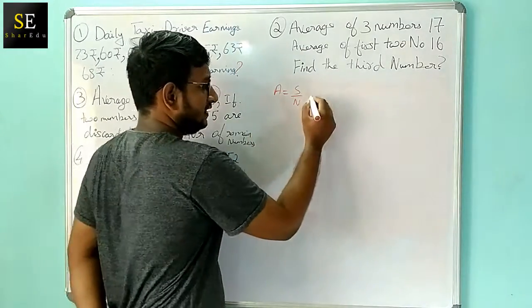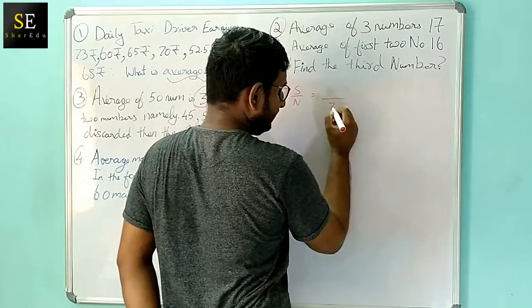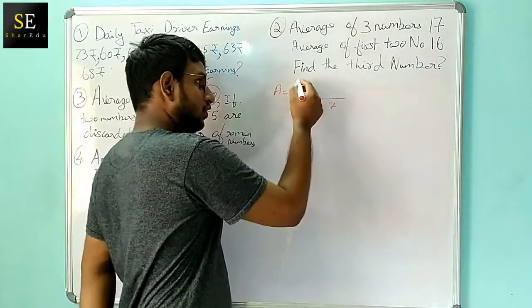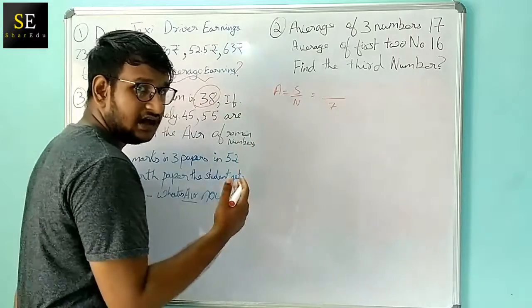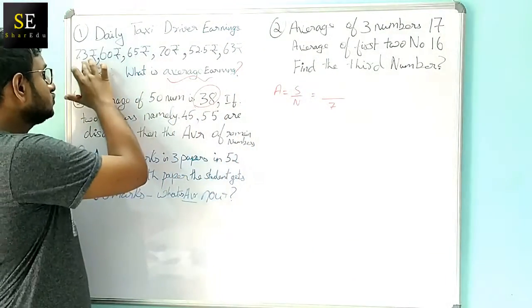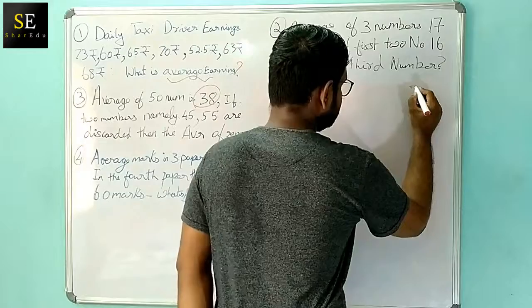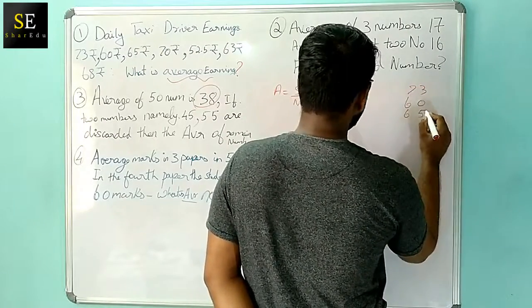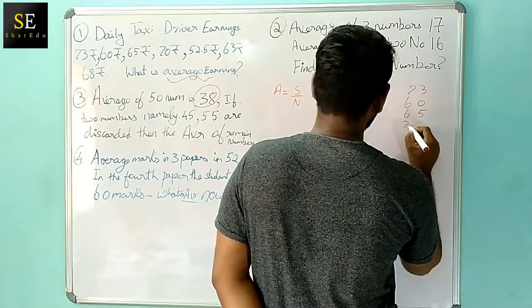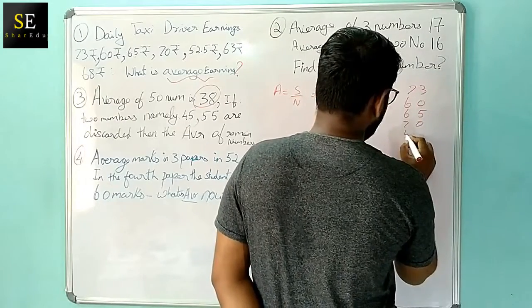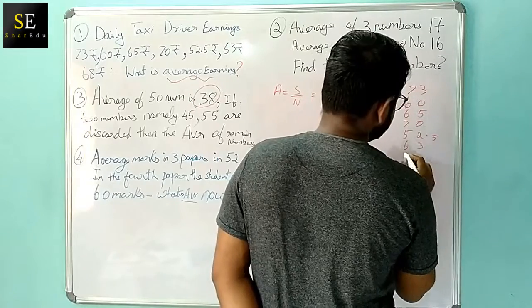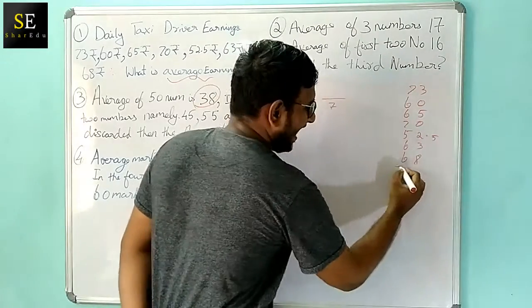So the n value is 7. Now we have to add in order to get the s value, that is the sum of the numbers in the set. So 73, 60, 65, then 70, then 52.5, then 63, then 68. So we are going to add all these.